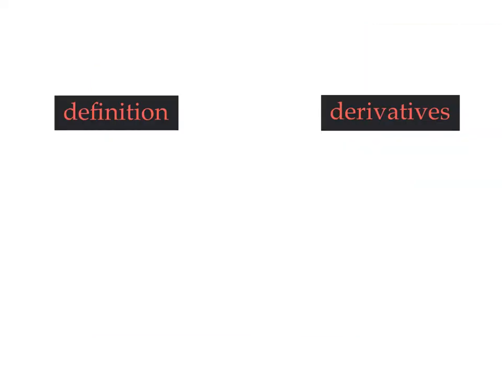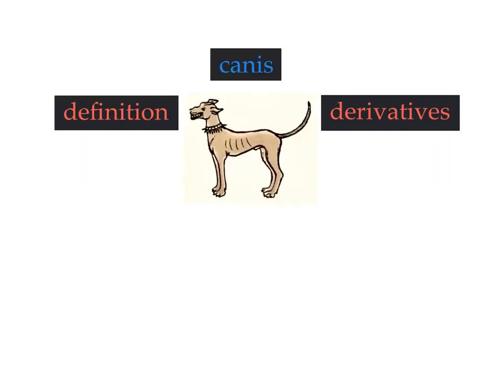Now, before I let y'all go, I want to make sure everybody understands the difference between the simple English definition of a Latin word and the various English words that may come from a particular Latin word and which we refer to as its derivatives. Let's start with the example of canis. Now, the English equivalent for the Latin word canis is dog. That's what canis means. Dog is the English definition of the Latin word canis.